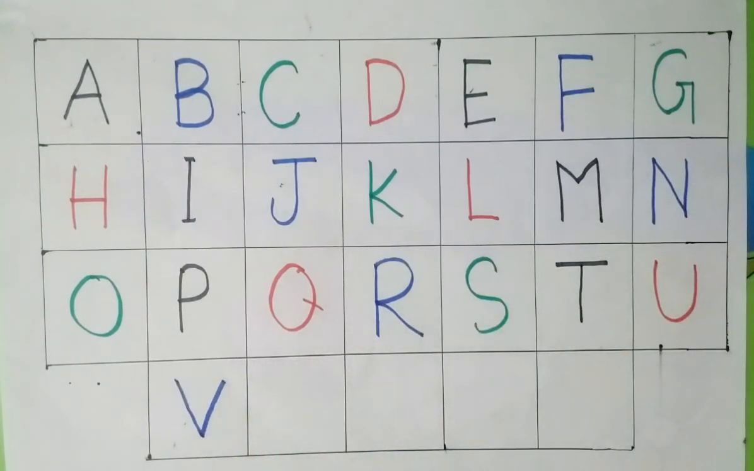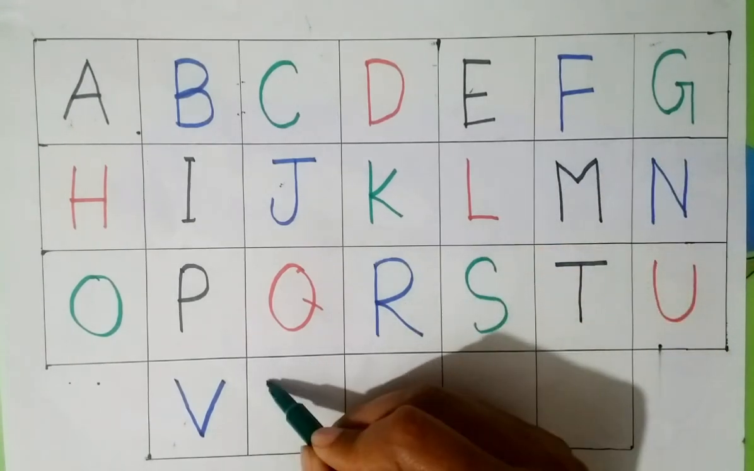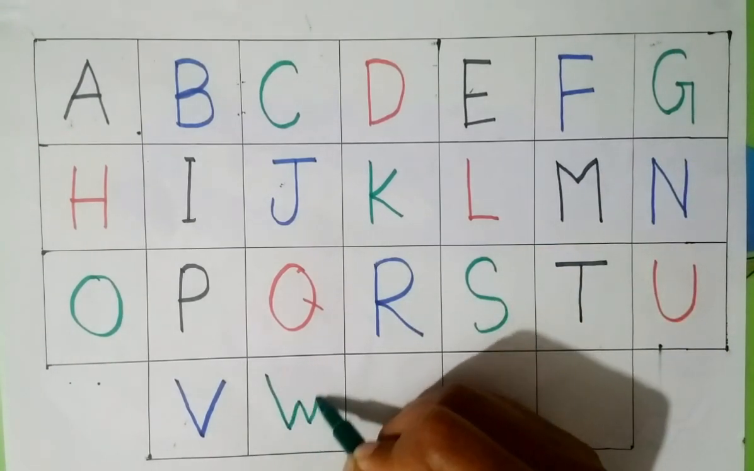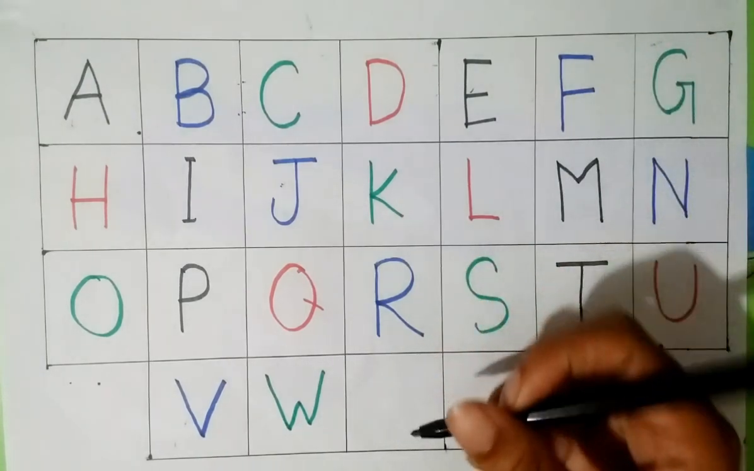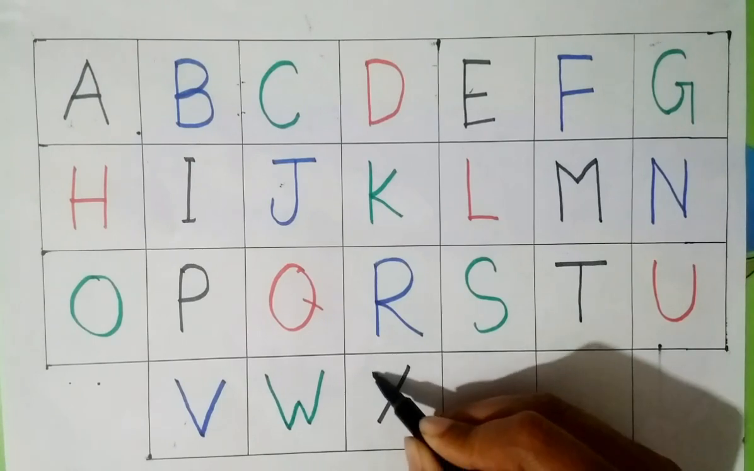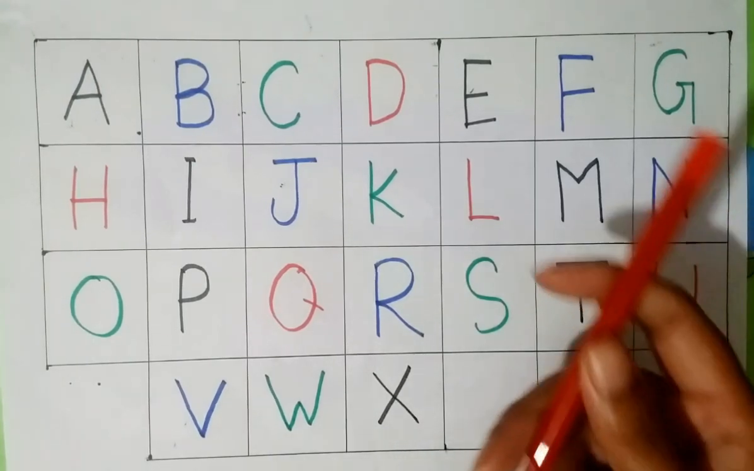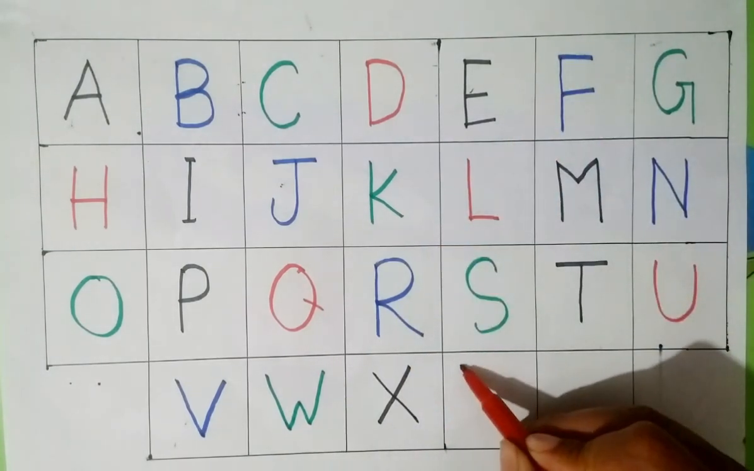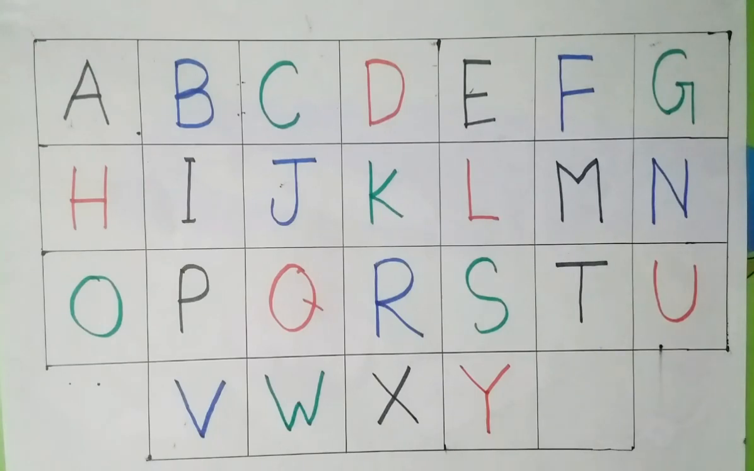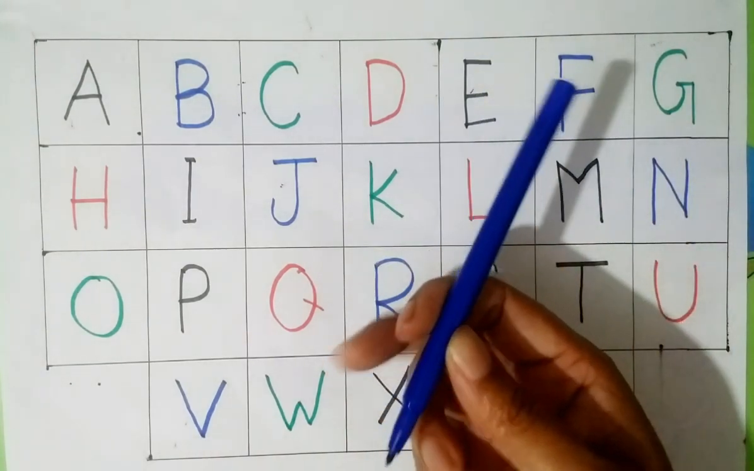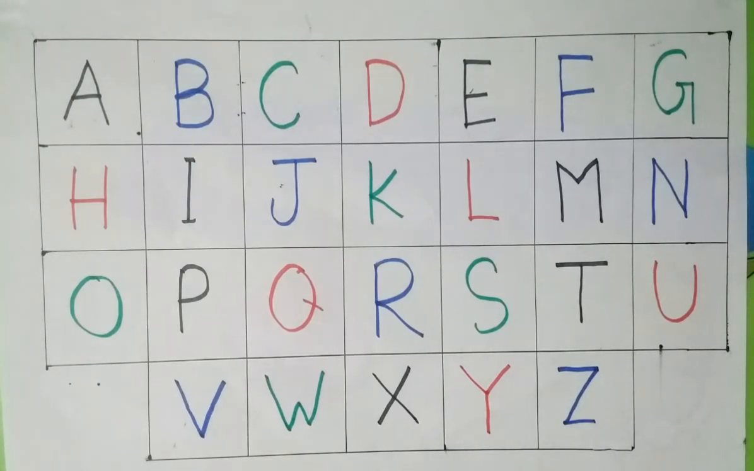V for van. Green color. W for water. Black color. X for x-ray. Red color. Y for yellow. Blue color. Z for zebra.